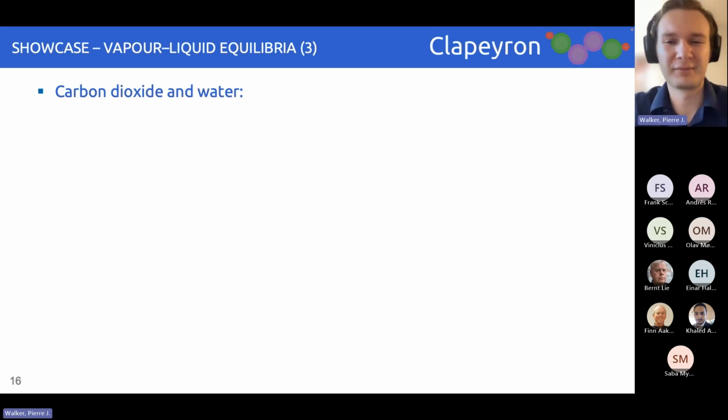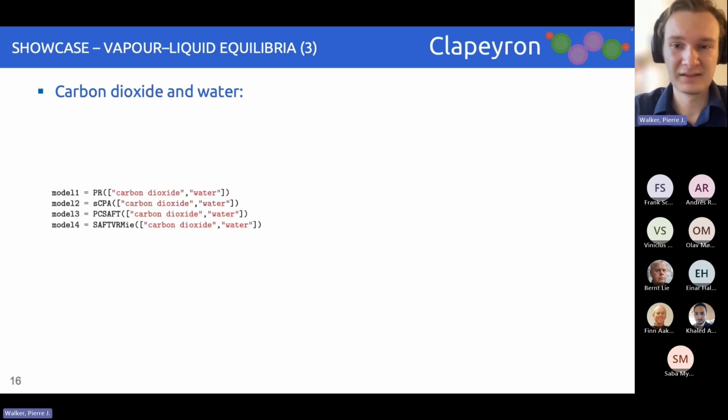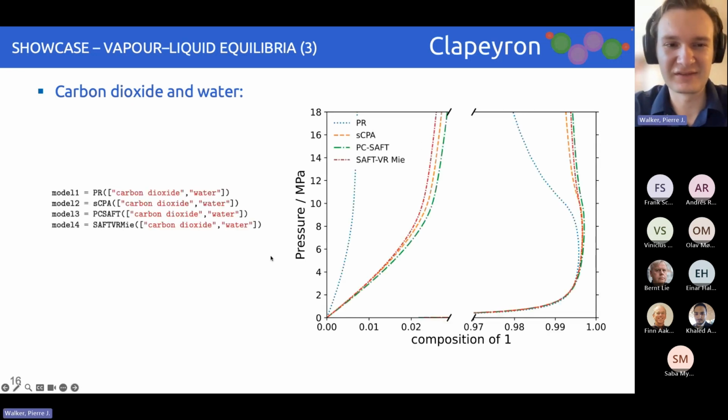Now, one more binary mixture that might be quite relevant within the realm of carbon capture is the phase equilibrium between water and carbon dioxide. As shown here, the results obtained using a simple cubic such as Peng-Robinson are quite far from the more accurate predictions made by the higher accuracy SAFT-type equations, so CPA, PC-SAFT, and SAFT-VR Mie.